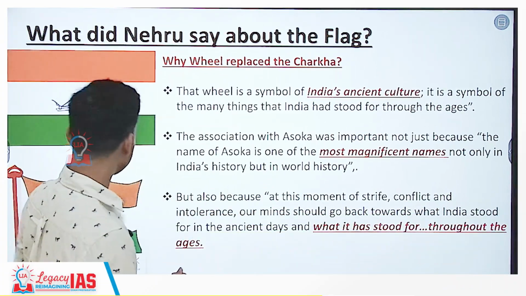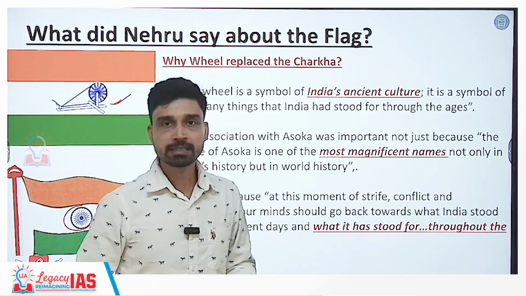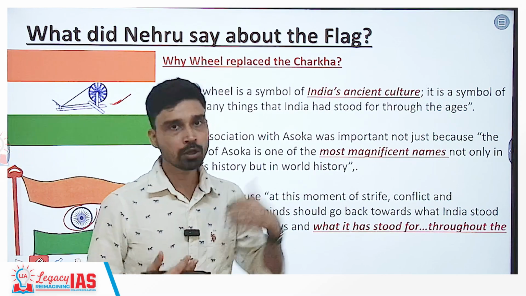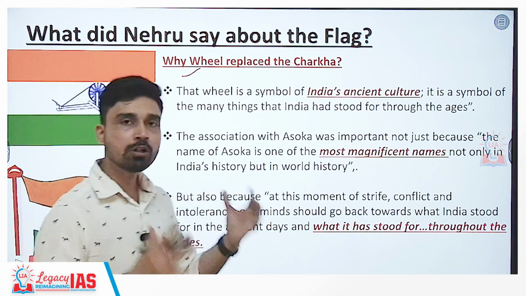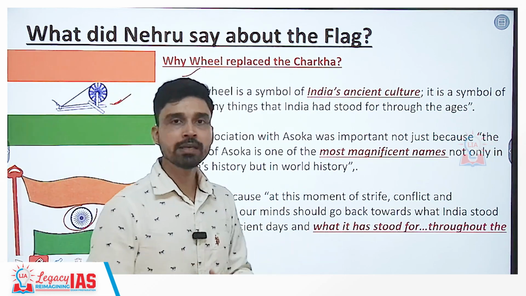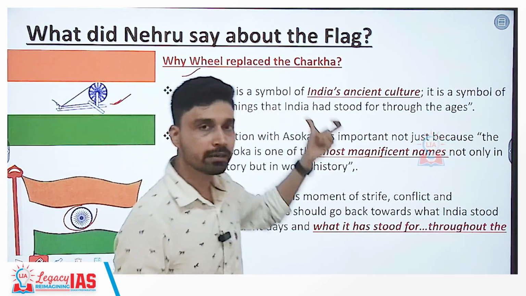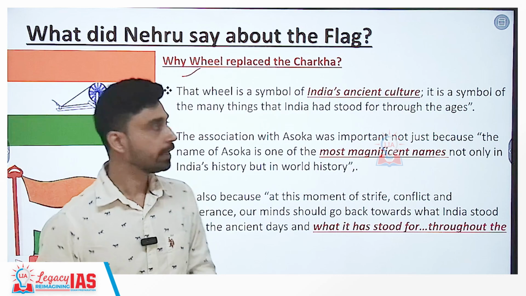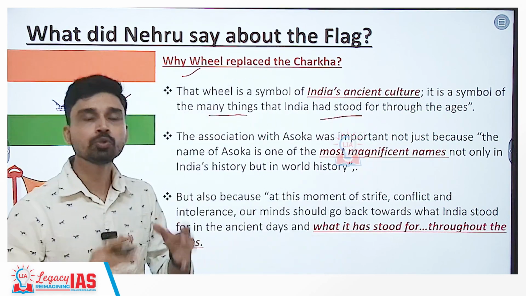And that is why the Asoka Chakra has been included in the central part of the flag, so that India's national flag seems identical whether you're looking from the front or from behind the flag. So that was the main reason behind this. Also, it is not that the charkha is being replaced by something innocuous. Rather, the wheel that replaced the charkha is a symbol of India's ancient culture. It is a symbol of many things that India has stood for through the ages.